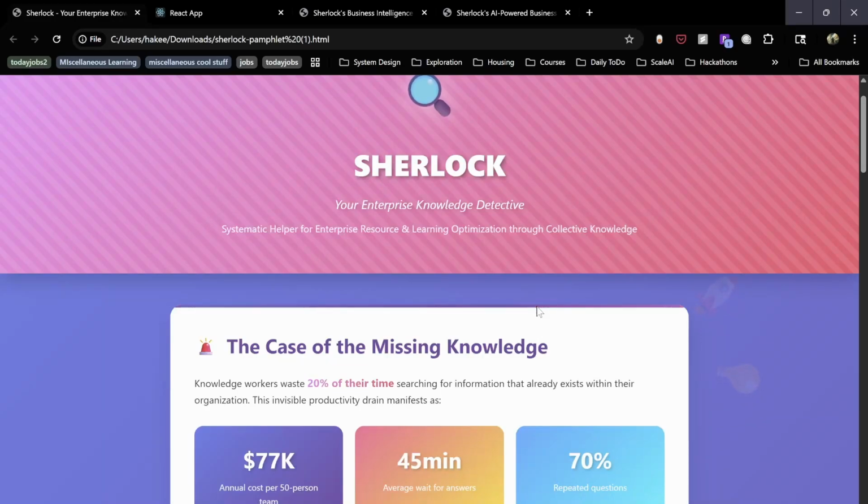Hello, I'll be presenting Sherlock, systematic helper for enterprise resource and learning optimization through collective knowledge. Truly a mouthful, but in a nutshell, Sherlock is an enterprise knowledge hub.